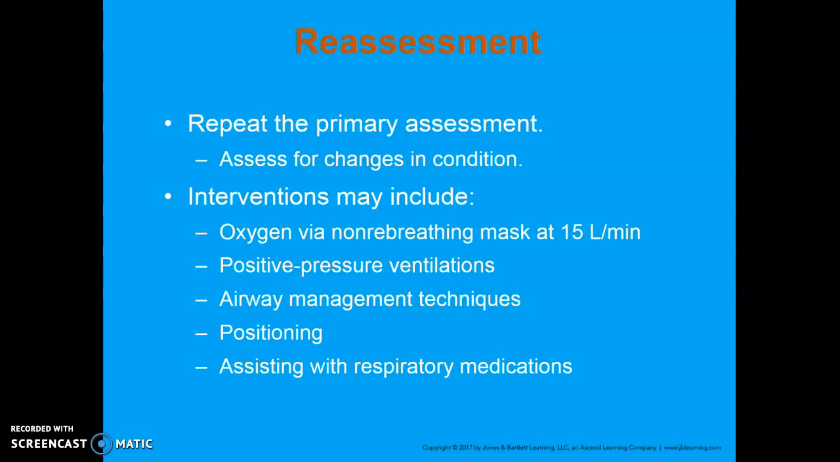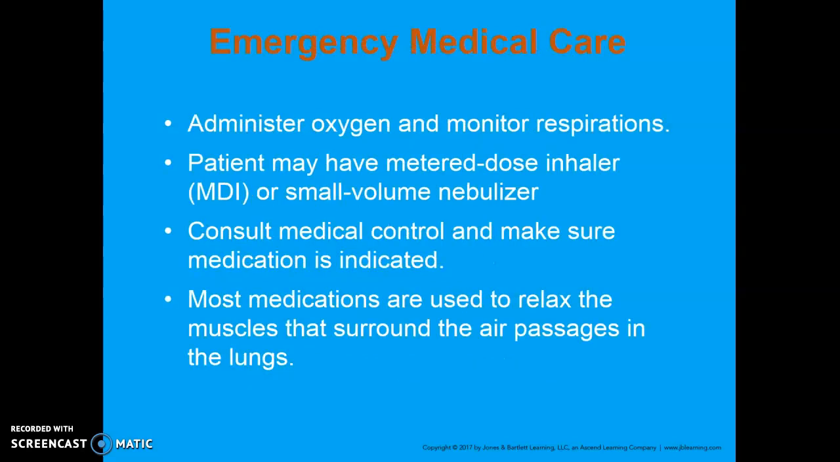Providing oxygen via either non-rebreathing mask at 15 liters per minute. They may need positive pressure ventilations using a BVM. You may have to insert an airway adjunct, so either an OPA or NPA. You may need to suction the patient. They may need continuous positive airway pressure, or CPAP, to assist with their respirations. And then you may need to assist them with respiratory medications. Make sure that you communicate all of the relevant information to your receiving facility.